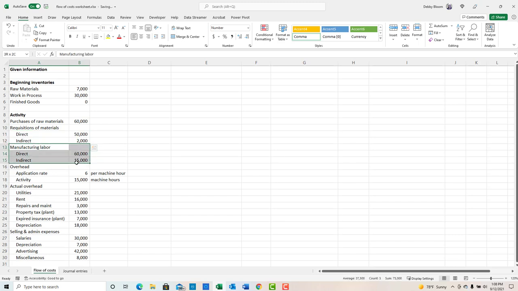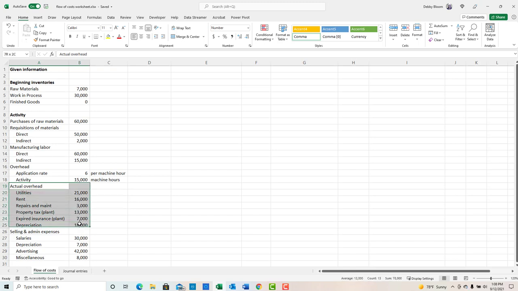Next, we incurred manufacturing labor during the month. Direct labor, workers on the line, 60,000. Indirect, supervisory, cleaning up, that type of thing, 15,000. We also talked in last chapter that in a normal costing system, we're going to use applied or estimated overhead. So our overhead application rate is $6 per machine hour, and we had 15,000 machine hours during the month.